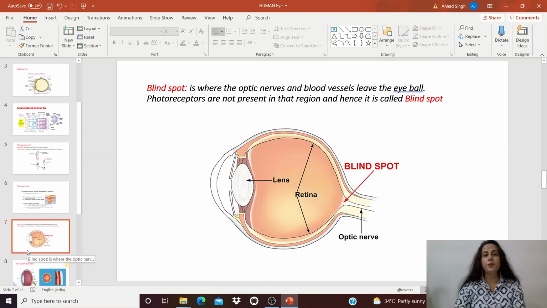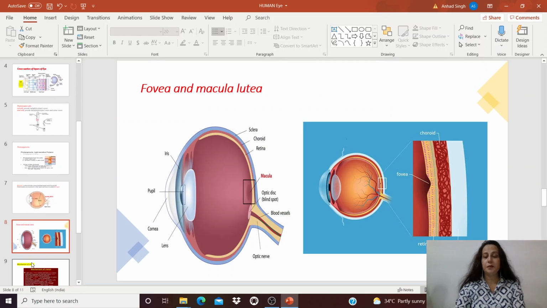Blind spot. The blind spot is where the optic nerve and blood vessels leave the eyeball. Photoreceptors are not present in that region, and hence it is called the blind spot. At the posterior pole of the eye, lateral to the blind spot, there is a yellowish pigmented spot called the macula lutea, with a central pit called the fovea. The fovea is the thinned out portion of the retina where only the cones are densely packed. It is the point where the visual resolution is the greatest.